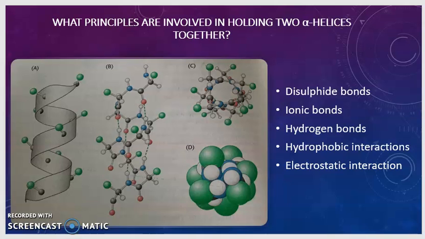So generally, two alpha-helices can be held together with disulfide bonds, ionic bonds, hydrogen bonds, by hydrophobic interactions or electrostatic interactions.